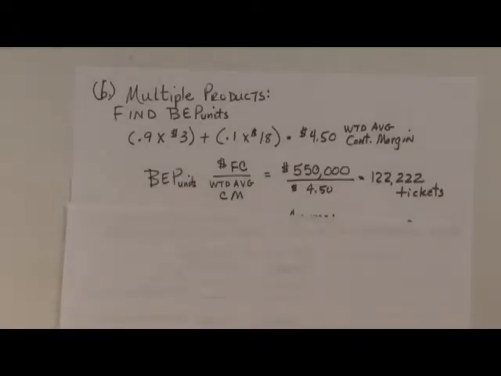When a company has multiple products and wants to know its break-even point, it has to know the contribution margin for each of the products, and it has to know what percent of the sales relate to each product. So we compute a weighted average contribution margin here by using the 90% and the 10%, and then we divide our fixed costs by this weighted average contribution margin, and this results in the answer you see on the screen.